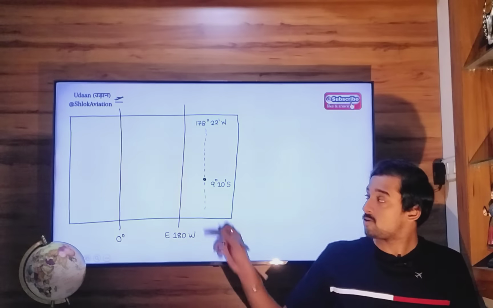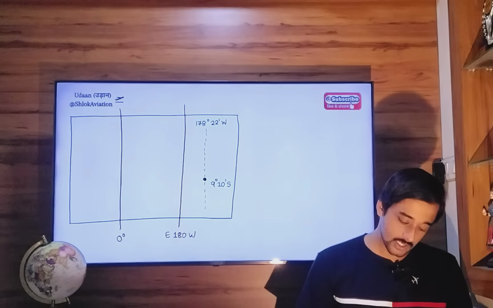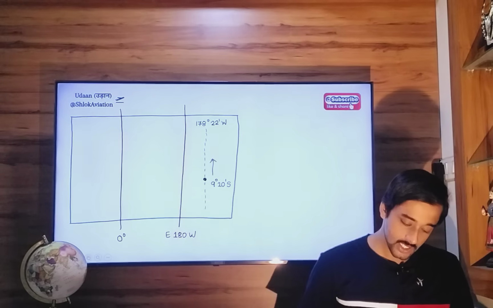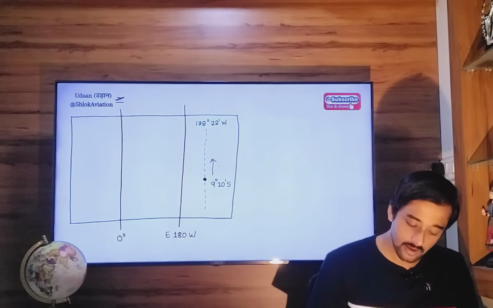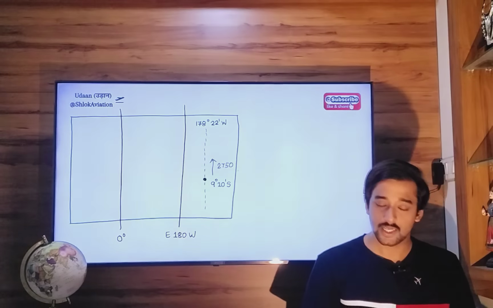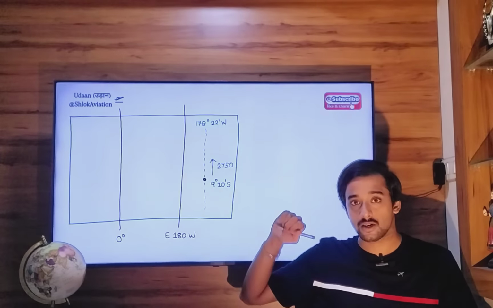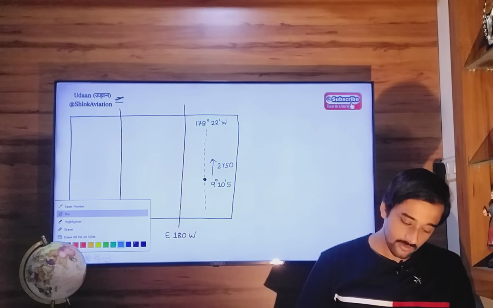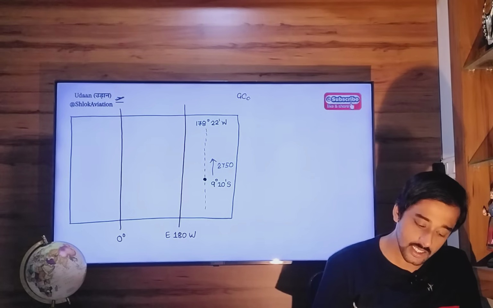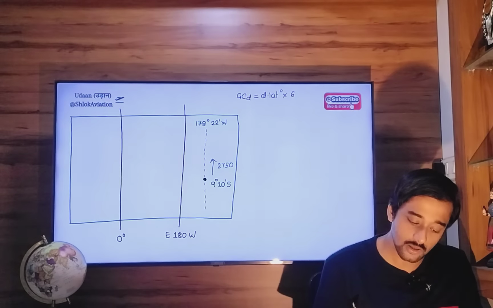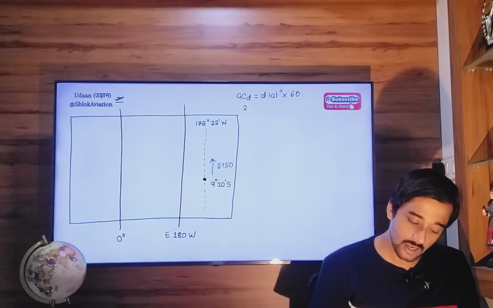Okay. Now from this location you are flying northwards for a distance of 2750 miles. Now when you are flying along a particular meridian, you are actually flying a great circle track. So this 2750 is nothing but your great circle distance, d lat in degrees into 60. So 2750 divided by 60 equals d lat.